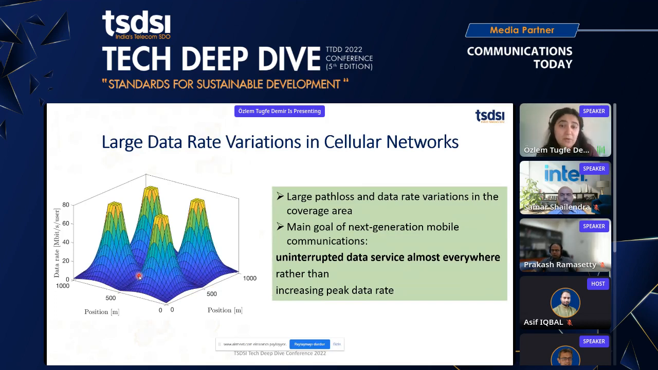And so the main goal of next generation mobile communications, rather than increasing peak data rates, is to solve this data rate variation issue, with actually uninterrupted data service almost everywhere, because now everywhere we need data communication with significantly high data rate. So not only focusing on the center of the cell, but uninterrupted everywhere.